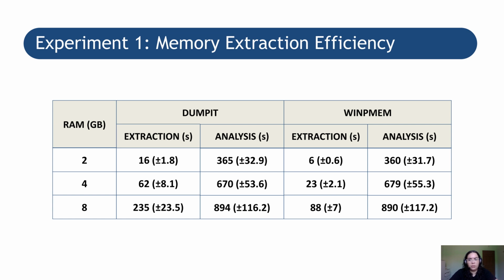For 4 gigabytes, WinPmem took 23 seconds plus or minus 2.1 seconds, while DumpIt took 62 seconds plus or minus 8.1 seconds. For 8 gigabytes, WinPmem took 88 seconds plus or minus 7 seconds, while DumpIt required 235 seconds plus or minus 23.5 seconds. The pattern is clear. WinPmem consistently outperforms DumpIt across all RAM configurations.